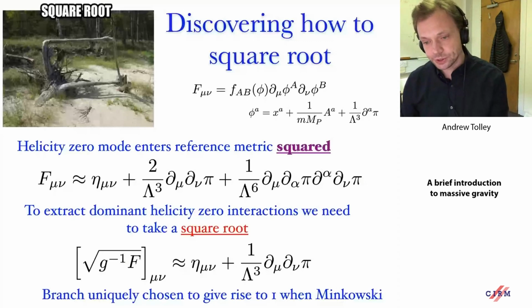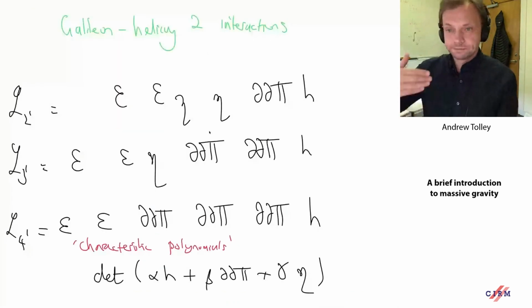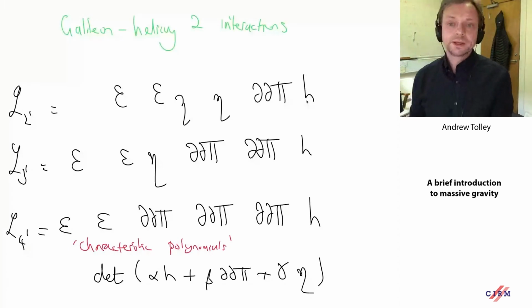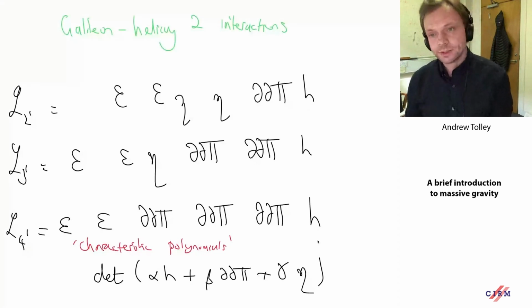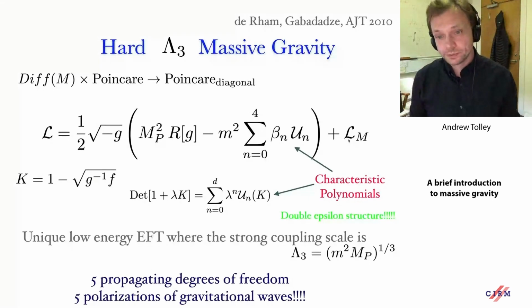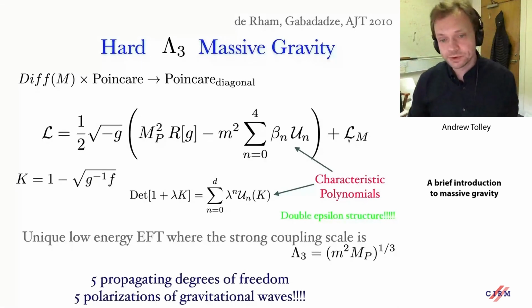in this combination is the object that's linear in dd pi. And once you recognize that the only allowed interactions for a Galilean and a helicity 2 field which preserve second-order equations of motion are these ones, you put those two things together and you're led to a unique hard mass theory for gravity in 4 dimensions, or this generalizes to any number of dimensions, in which the mass terms are exactly these characteristic polynomials, or this double epsilon structure, built out of this square root combination, square root of g minus 1 f.